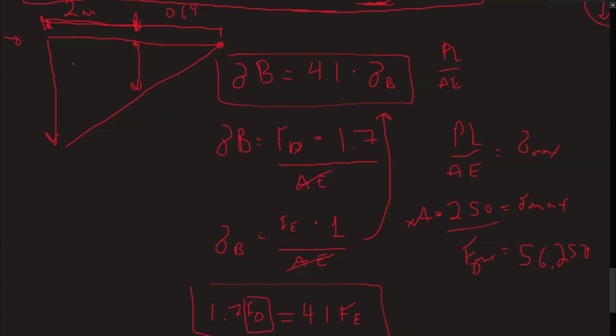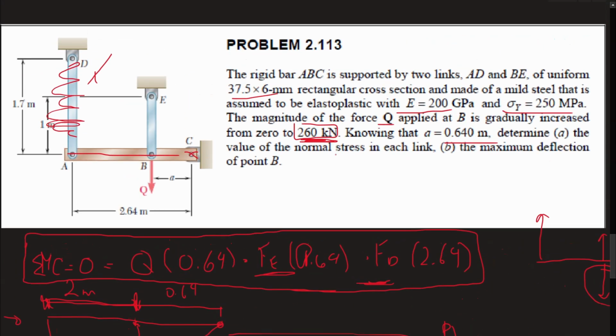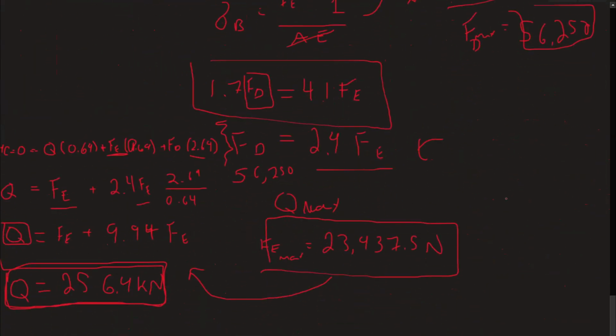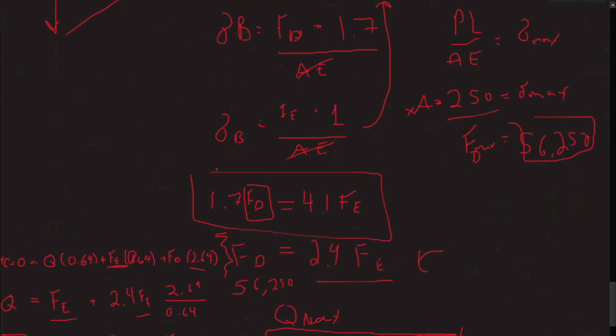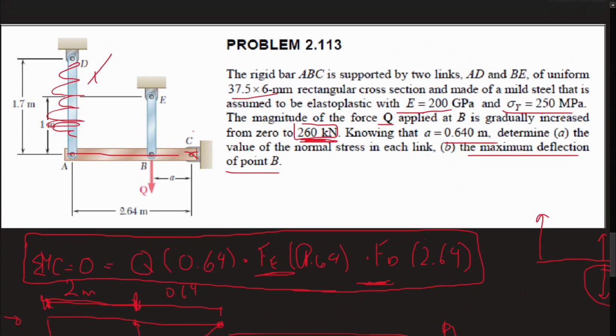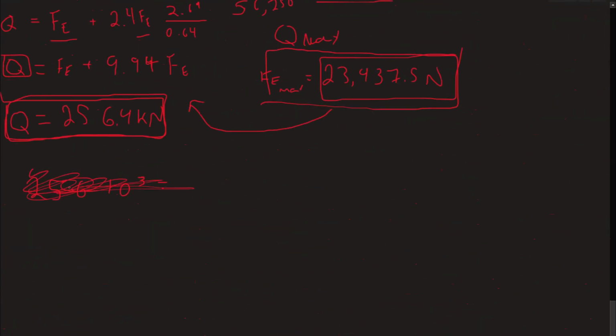So we got the value of Q. No, okay, what is the question asking again? Value of the normal stress in each link. Okay, normal stress in each link. Boom and boom. Solve for the maximum deflection of point B. Point B. So now we actually know the force in FE. We know this force, so we don't need this. We actually know the force in E.